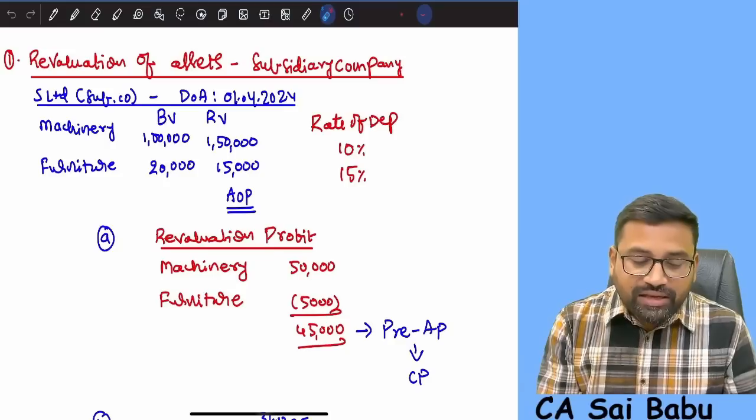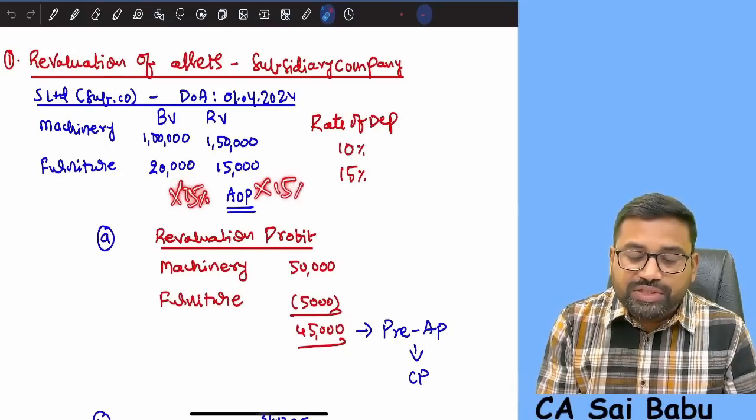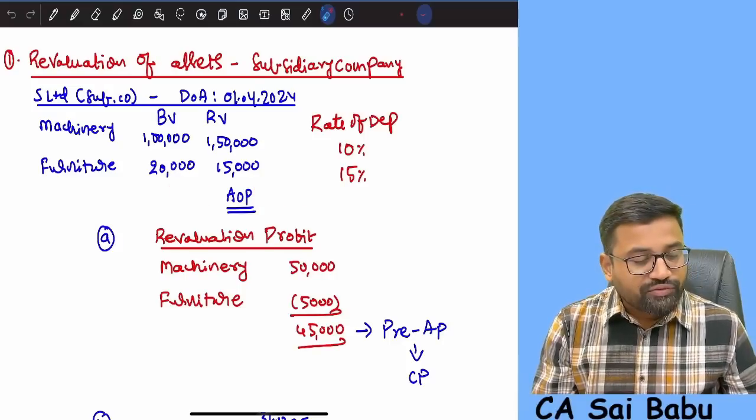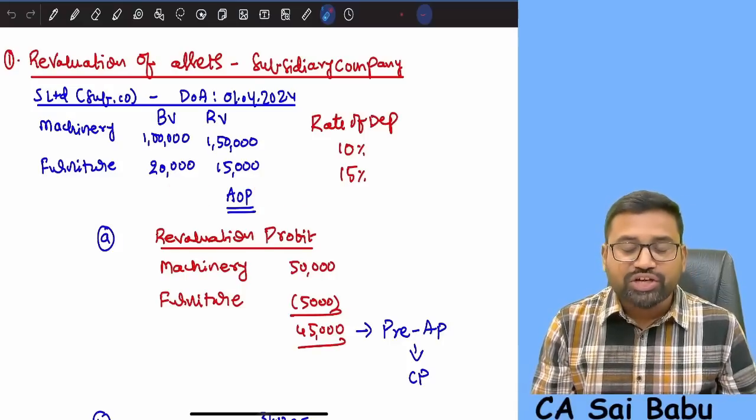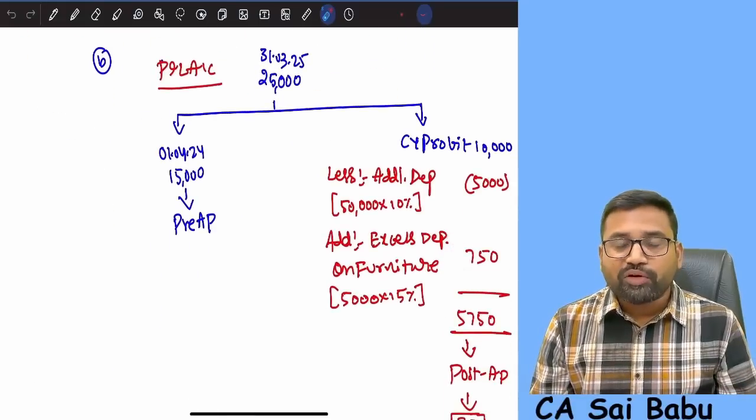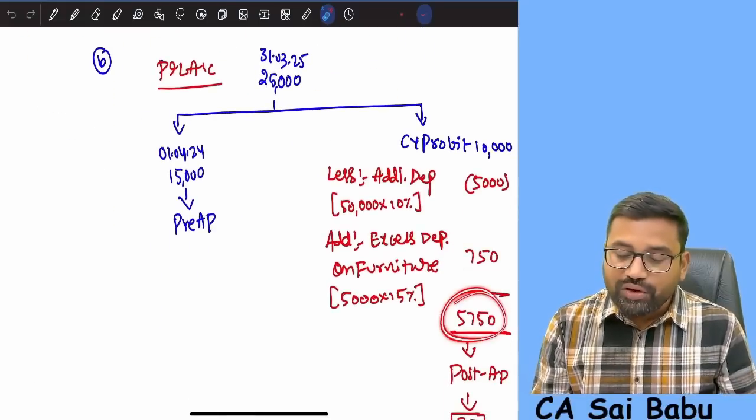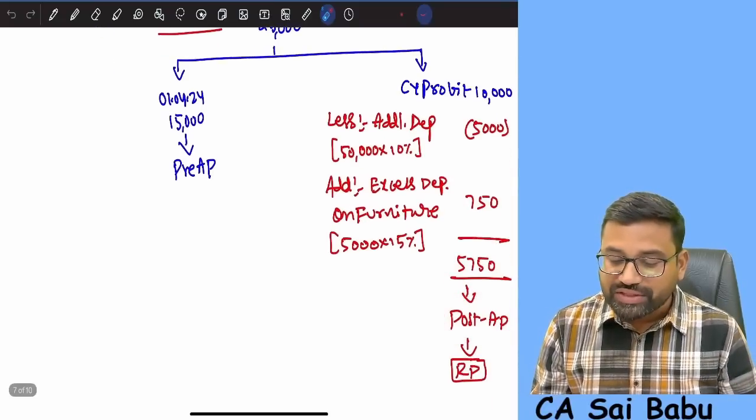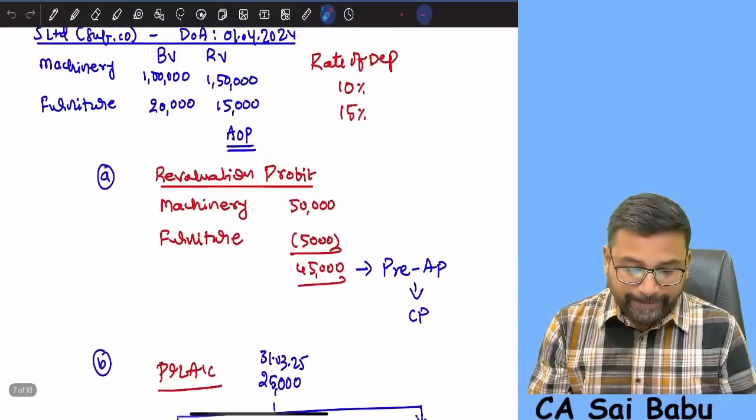Similarly, for furniture, we provided depreciation on 20,000 book value, but we need to provide depreciation on 15,000. Therefore, whatever excess depreciation we provided on 5,000, that is 750, 5,000 into 15% is 750, we need to return it back so that our profits will increase to that extent. So therefore, our revised current year profit is 5,750, which is a post-acquisition profit, which is treated as revenue.